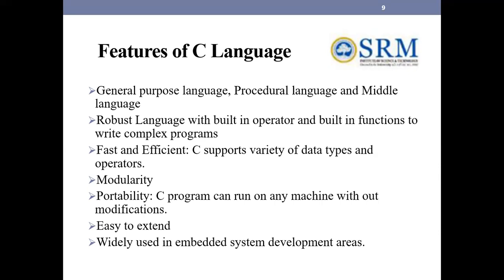C supports a variety of data types and operators. Data types include character, signed, unsigned, integer, long, double, float, and structures, union, pointers, void data types. So we have a variety of data types, and we have different operators: relational operators, comparison operators, unary operators, and bitwise operators that can be used for developing high-level applications and low-level machine-level applications.